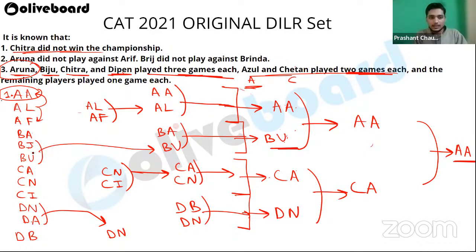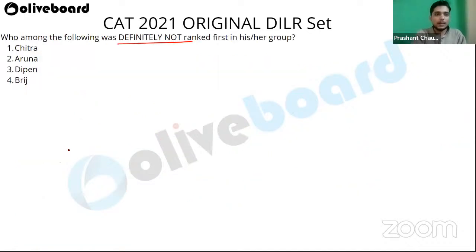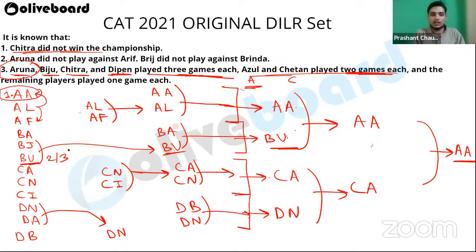Again, here BJ can be second, this can be second, and this can be second. That means I don't know that. Since BU is playing this match, it is either second or third. That means BU can be one of the answers. But BU means Biju, and Biju is not in the options. That means Biju is not one of the answers.